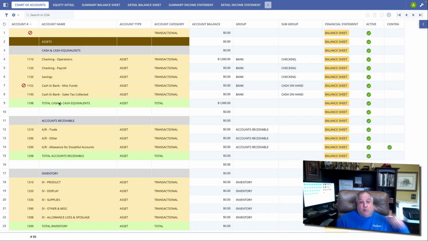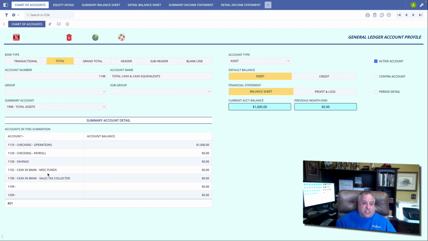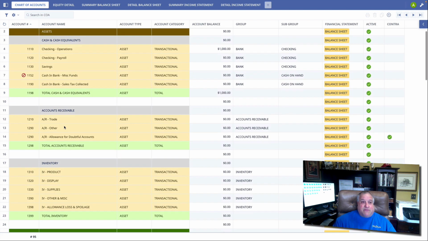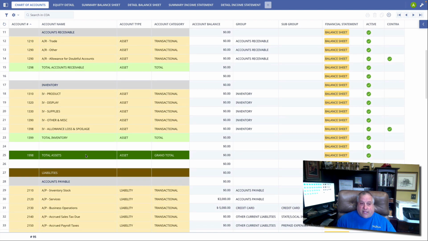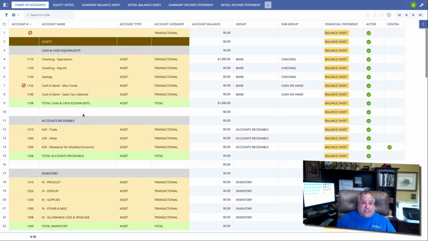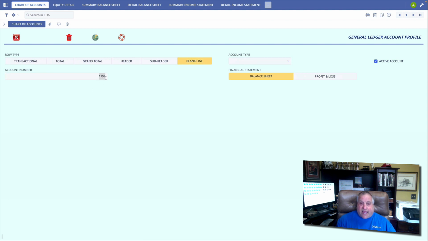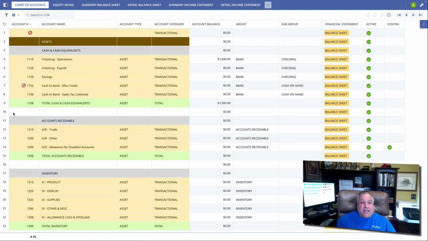And then finally, we have our totals, which appear in green. Here's total cash and cash equivalents, which has all of our cash and cash equivalent detail accounts. And then at the bottom of this asset section, we see our grand total, total assets. And those blank lines, again, do have an account number because that's how we control where the line appears, but there's no need for an account name. It's exactly that, a completely blank line. This just allows us to create a little bit of improved visibility or readability to our financials.